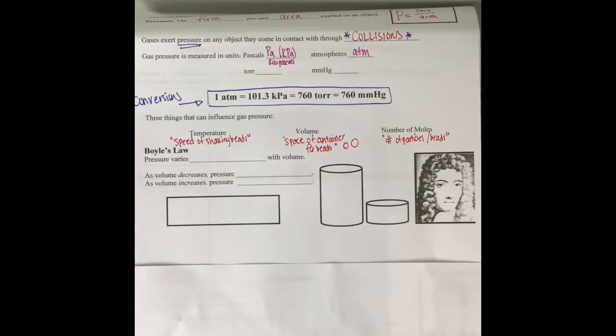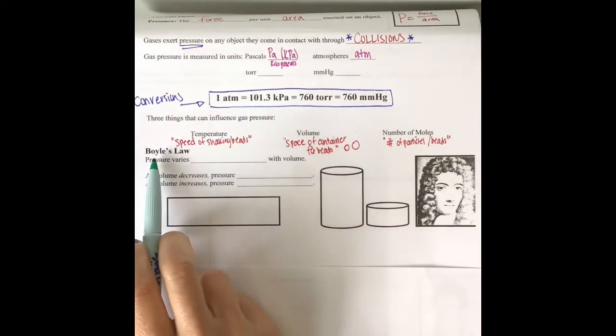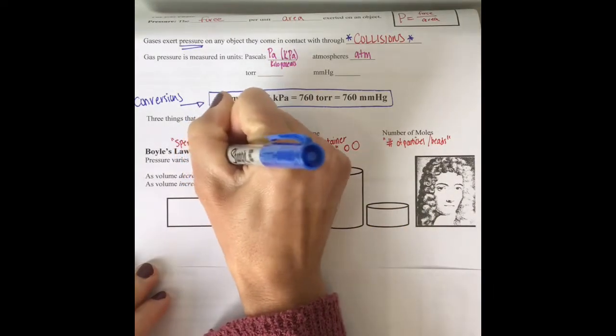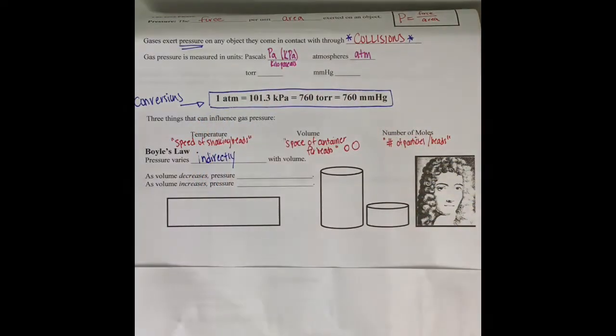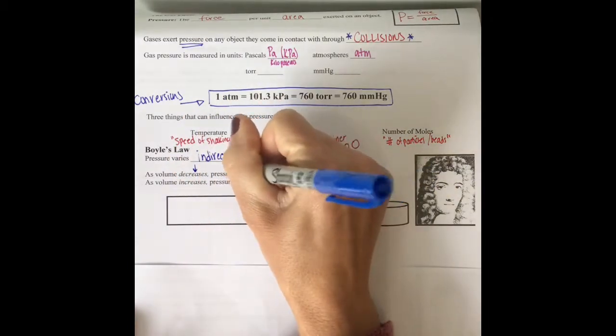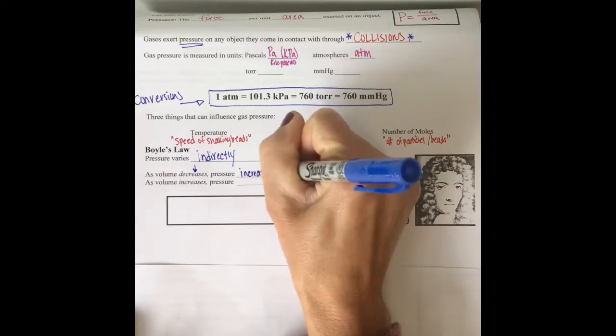Okay, so in the next section, we're going to look at a couple of these variables. And there were a few scientists that studied gases. They studied gas laws. And the first one is a guy by the name Boyle. Okay, he looks like this, and he said that pressure varies indirectly with volume. Okay, so what that means is that when one variable increases, the other one should decrease. So he would say as volume decreases, pressure should increase, and vice versa.